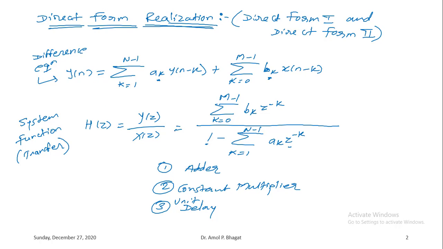In case of the system function, as we already know, the first term of the denominator should be 1, and the powers of z should be negative before realization of the given discrete time system. And we need only three building blocks for realization of any IIR system or discrete time system, that is adder, constant multiplier, and unit delay element. All these things we already discussed.